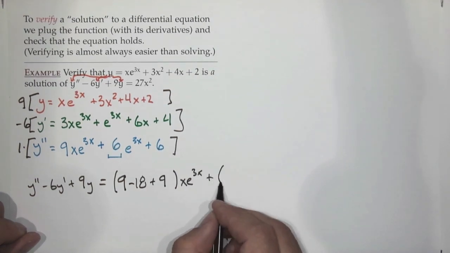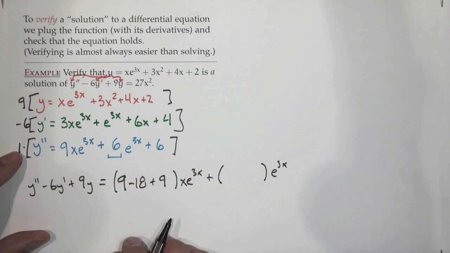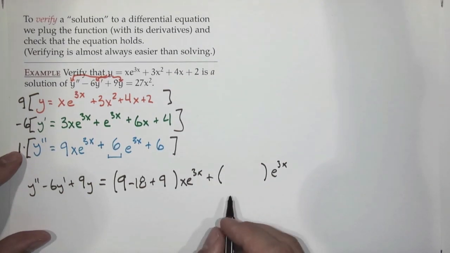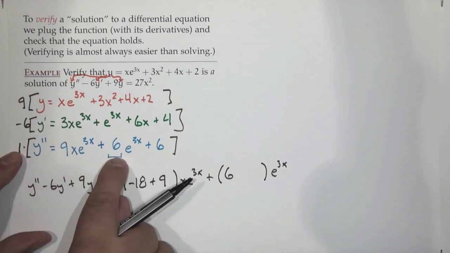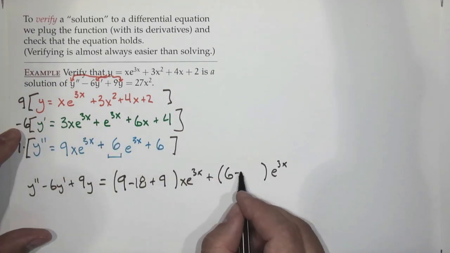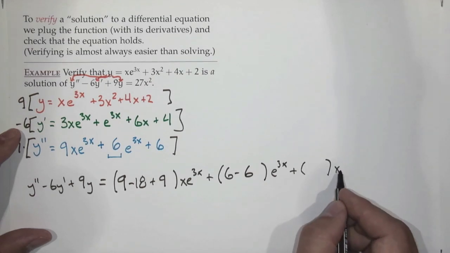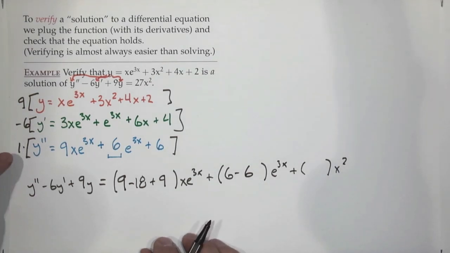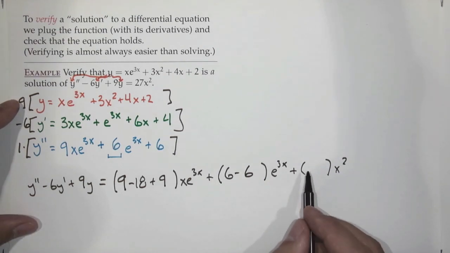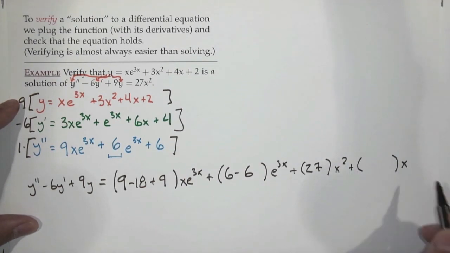Okay, let's deal with the e to the 3x terms. How many are we getting from the y double prime part? 6. There's 1 times 6. How many from the y prime part? Negative 6. Okay, now we'll come to the x squared part. How many x squareds are we getting? Well, none in y double prime, none in y prime. How many up here? 27.